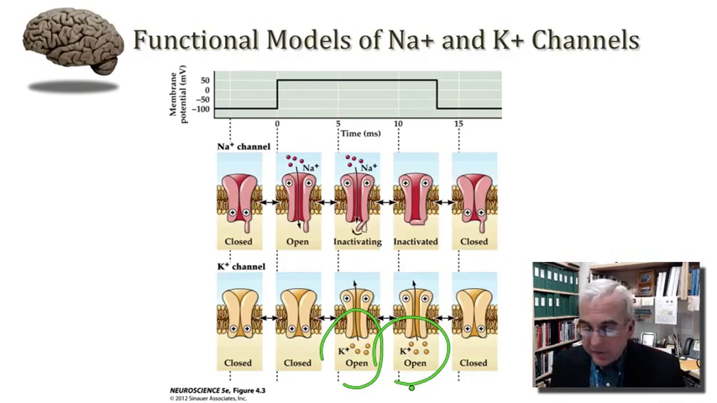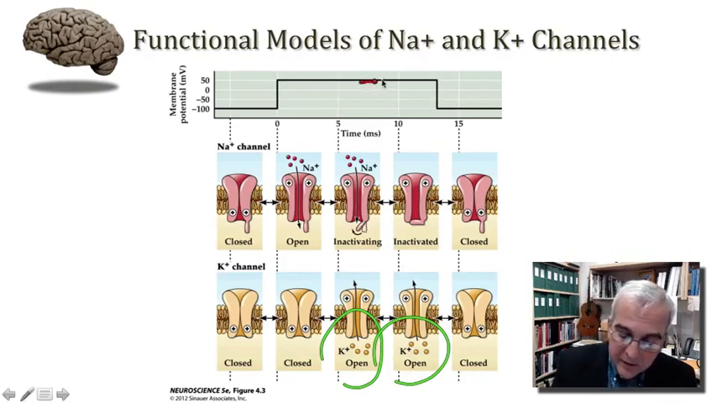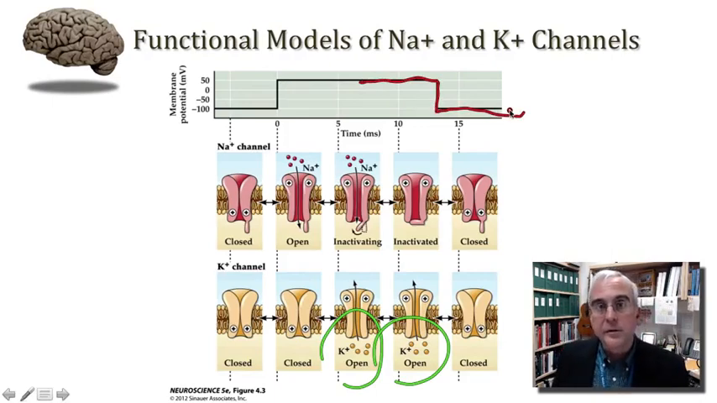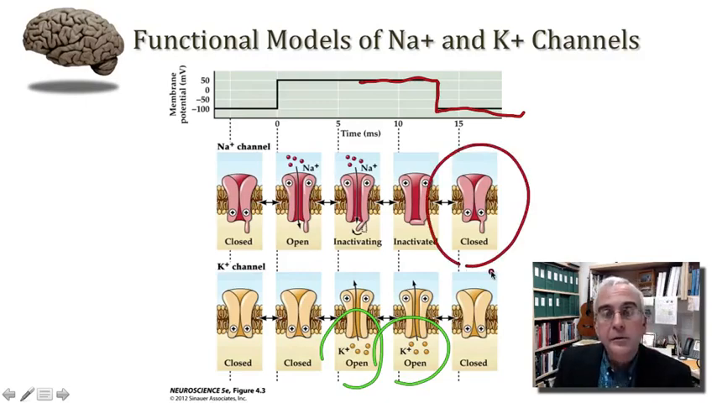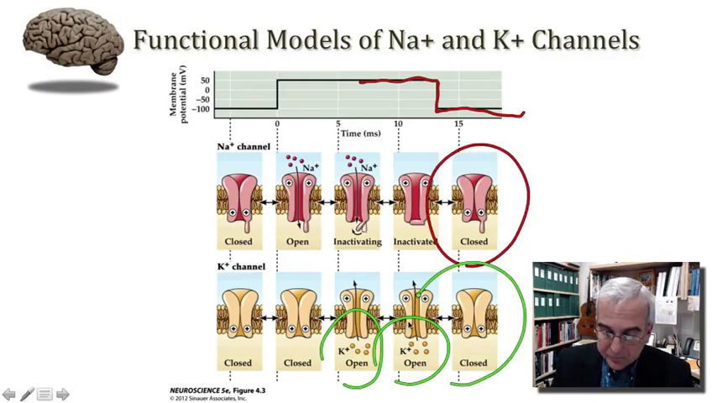It's only with the cessation of depolarization, that is, when we step back down near the resting membrane potential, that we induce a change in both kinds of channels. This hyperpolarization is essential to restore the closed state for both of these channels. For the sodium channel, that means that the pore itself is closed and the inactivation gate is open. For the potassium channel, it means that the pore simply has closed off, preventing any further efflux of potassium ions.